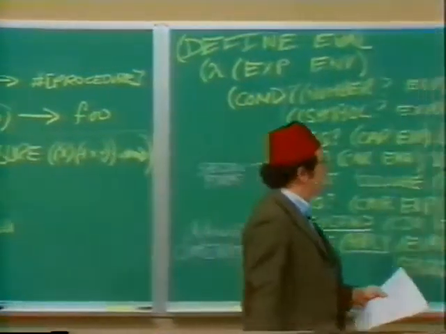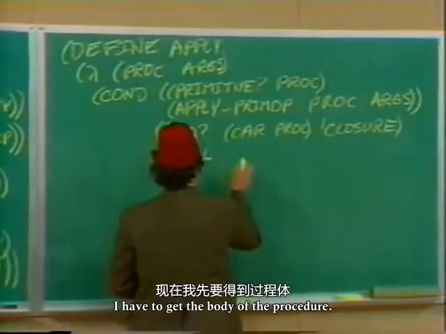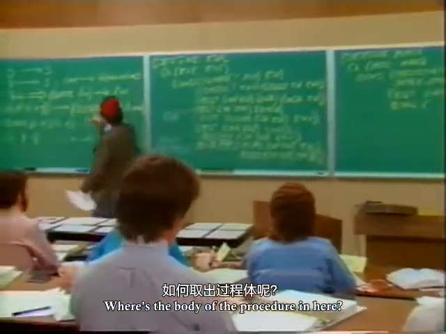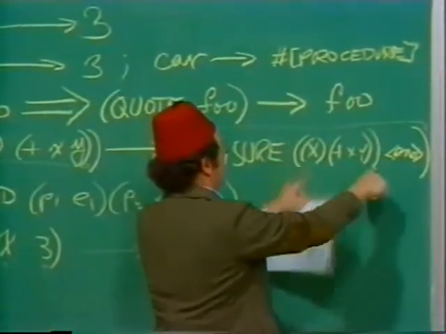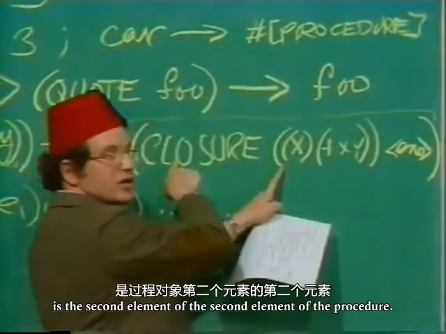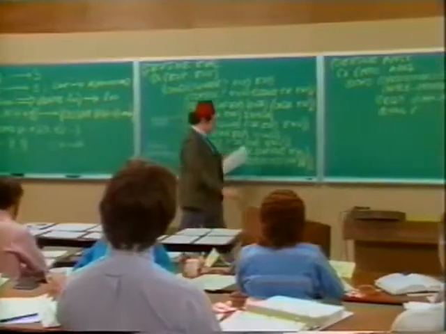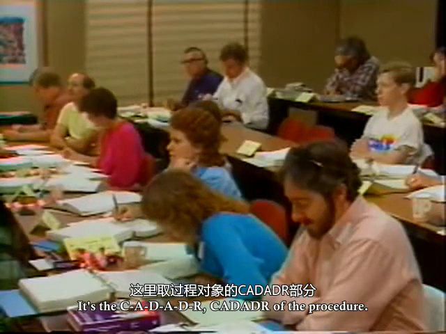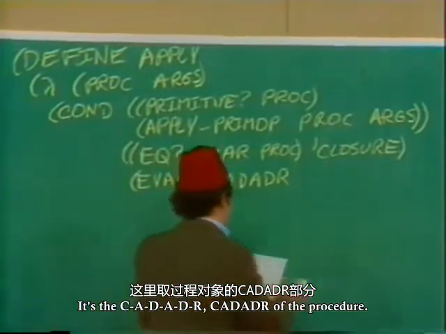Well, that's easy enough. However, here's going to be a lot of cdr-ing. I have to get the body of the procedure. Where's the body of the procedure? In here. Well, here's the car. Here's the cdr, the whole rest of this. And so what I have here is the body is the second element of the second element of the procedure. So it's the cdr of the cdr, or the cadadr, C-A-D-A-D-R, of the procedure.